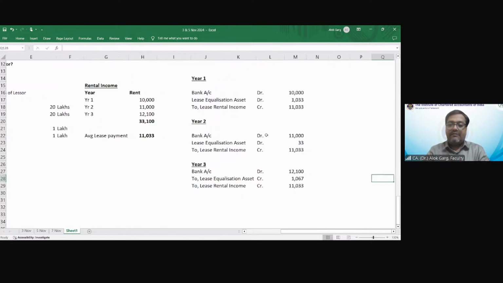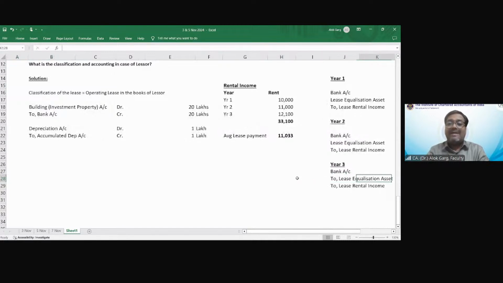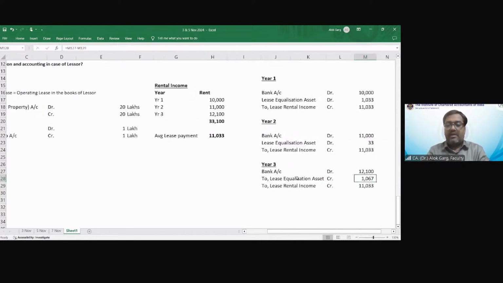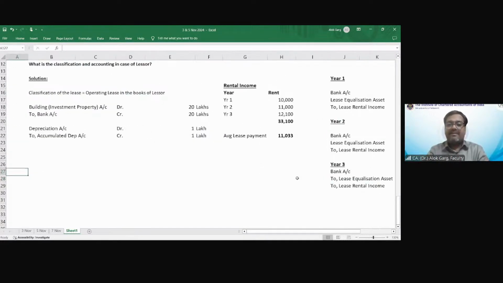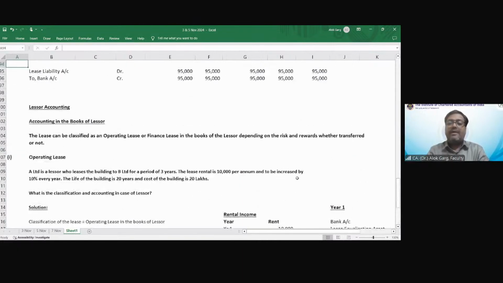And what is the value which was there for the lease equalization asset? This 33 plus 1,033. This is my 1,067. Actually, it is 1,033.33 in decimals, right? It is 1,067, the balancing figure. Correct? So this is how the accounting in case of operating lease will be. The accounting in case of operating lease is pretty simple.